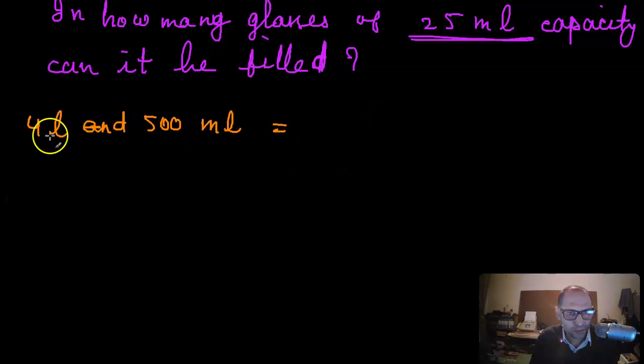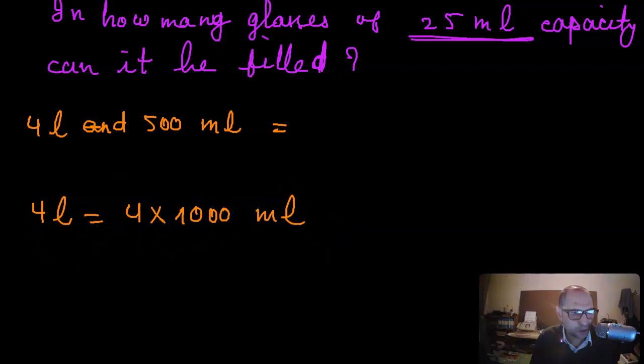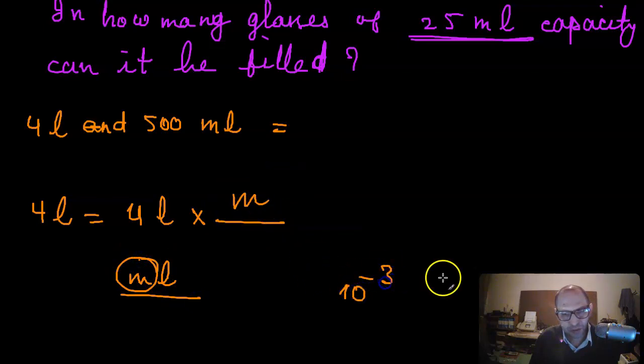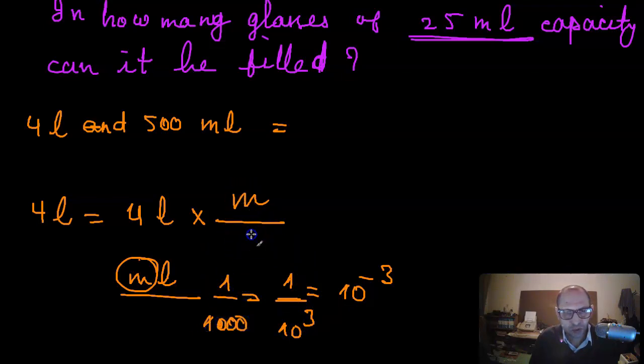If I write the liters in milliliters, essentially 4 liters would be the same thing as 4 into 1,000 milliliters, because I can write this as 4 liters, and since I want to end up with milliliters, I need a milli. So I multiply by a milli here. And since milli is the same thing as 10 raised to the power negative 3, which is nothing but 1 over 10 raised to the power 3, and 10 raised to the power 3 is 1,000, that's 1 over 1,000. So that's milli over 1 over 1,000, right?